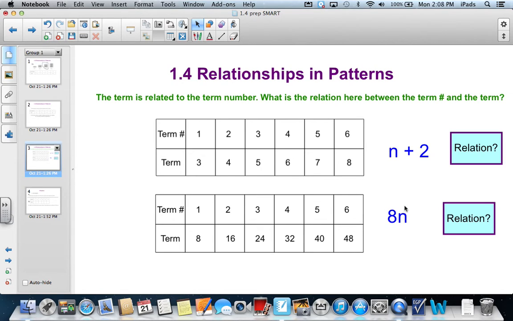I could give you any term number, and using this relation, you could figure out what the term would be. If the term number was 10, it would be 8 times 10, and your term would be 80. You're basically coming up with a pattern rule. You did it in grade 6. You're basically deciding what is happening to the term number to make it into the term. In this case, you're adding 2 to the term number. In this case, you're multiplying it by 8.